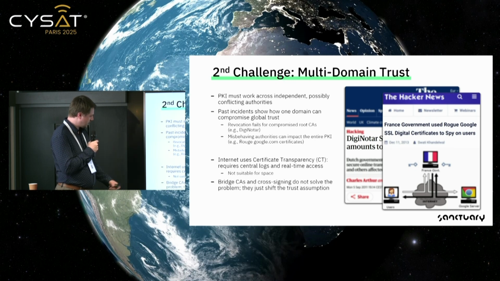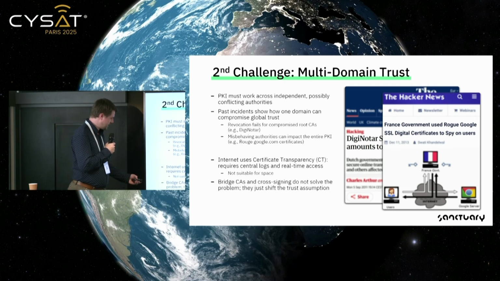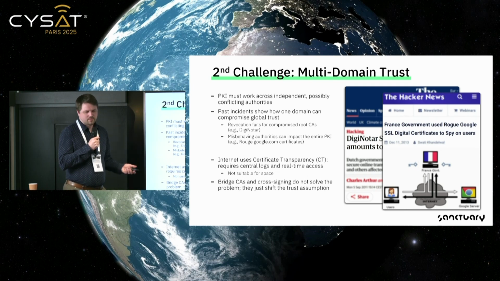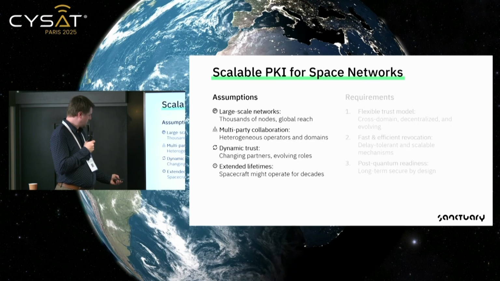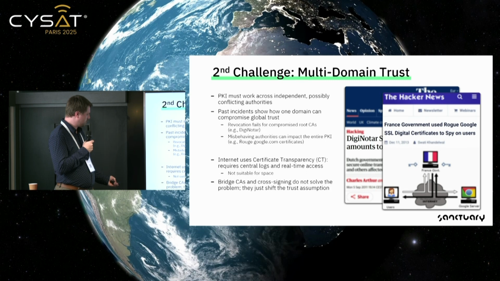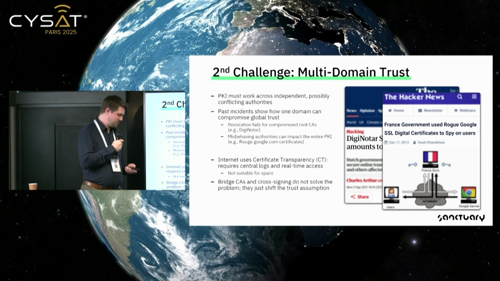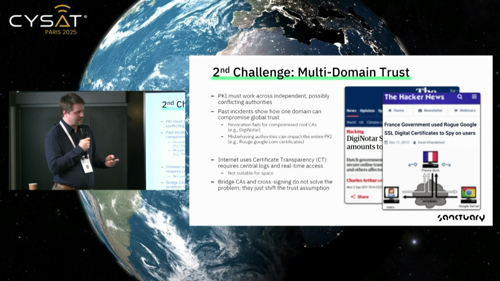And sometimes you hear ideas like bridge CAs or cross-signing to deal with multiple authorities, multiple PKIs, but this is not an actual solution to the problem. A bridge CA is basically like a new root for all other CAs. So it doesn't solve the problem.